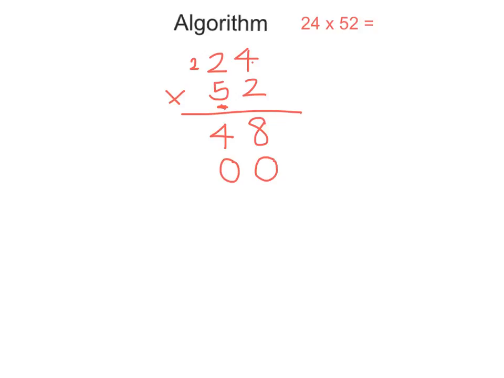Then I go 5 times 2, which is 10. And I need to add on the 2, which I've carried on, which gives me 12. And I'm going to add these. So 8 plus 0 is 8, 4 plus 0 is 4, then I've got 2 and 1. So my answer is 1,248.